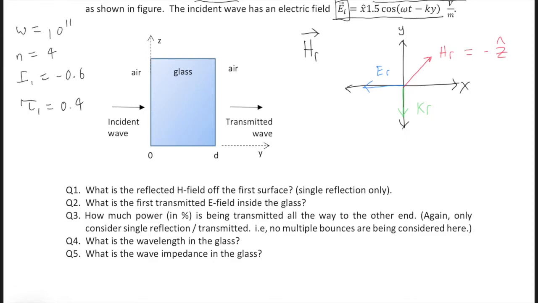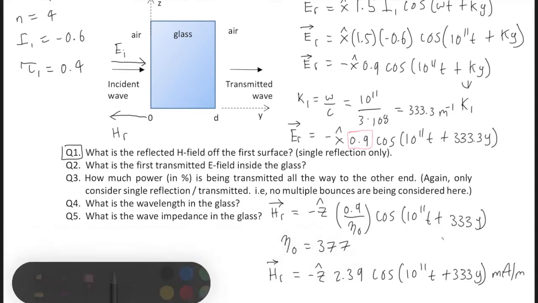So if we have our index finger as our E_R, we can point, and then with our thumb as the k_R, we would see that our H_R would be in the negative z. So that's how we're finding the negative z hat for our H reflected.